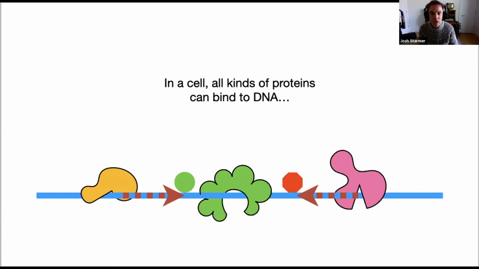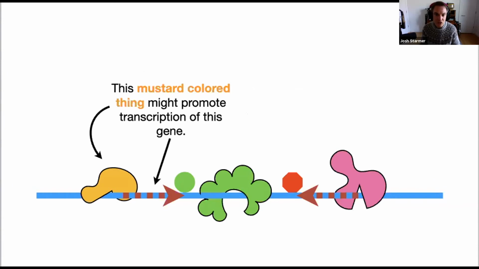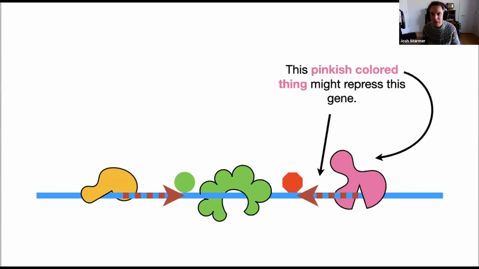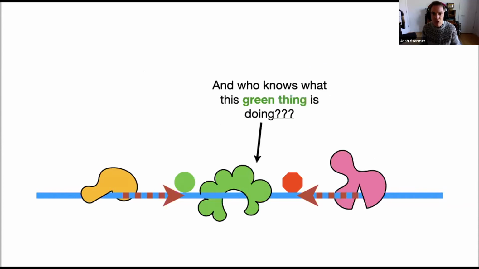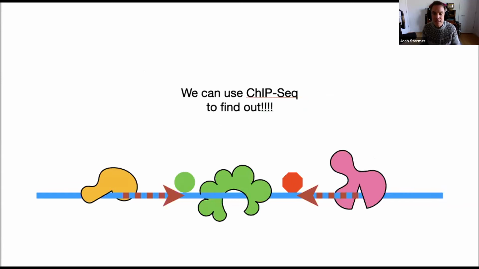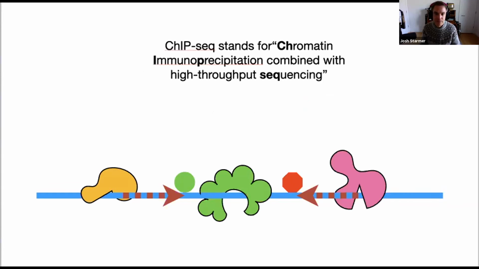In a cell, all kinds of proteins can bind to DNA. This mustard-colored thing might promote transcription of this gene, and this pinkish color thing might repress this gene. And who knows what this green thing is doing? We can use ChIP-seq to find out. ChIP-seq stands for chromatin immunoprecipitation combined with high throughput sequencing. That's a mouthful, but don't worry about it. We're going to go through it one step at a time.